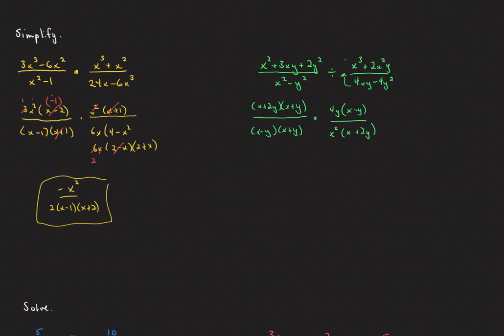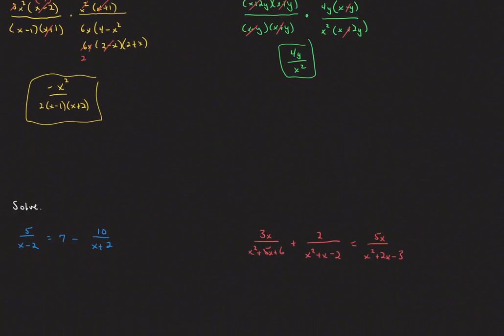Now we try to cancel. Looks like our x plus 2y's will cancel. We can cancel an x plus y, an x minus y, and I think that's all. And so we're going to be left with 4y over x squared as our final simplified answer.